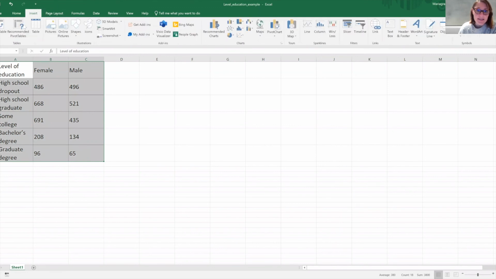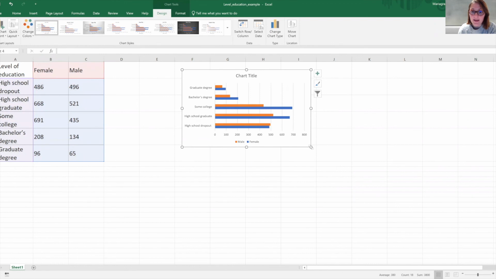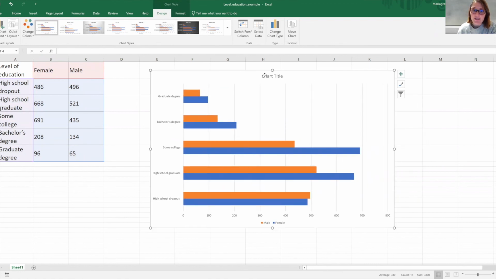Now I highlight all my data. Then I click on insert, and Excel has a very helpful command, which is recommended charts. So I click on that. And then I want to represent my data using a horizontal bar chart, which is the first suggestion. I make it bigger so we can see it better. Then I can change the chart title.